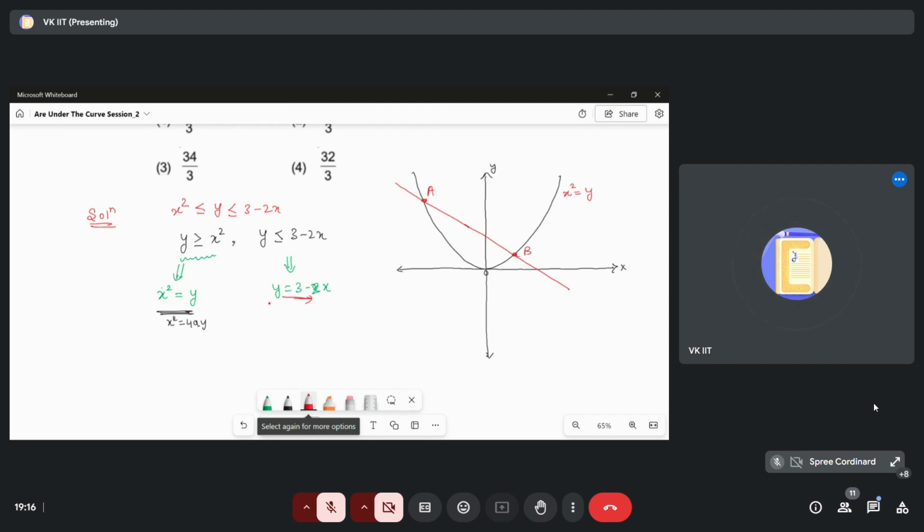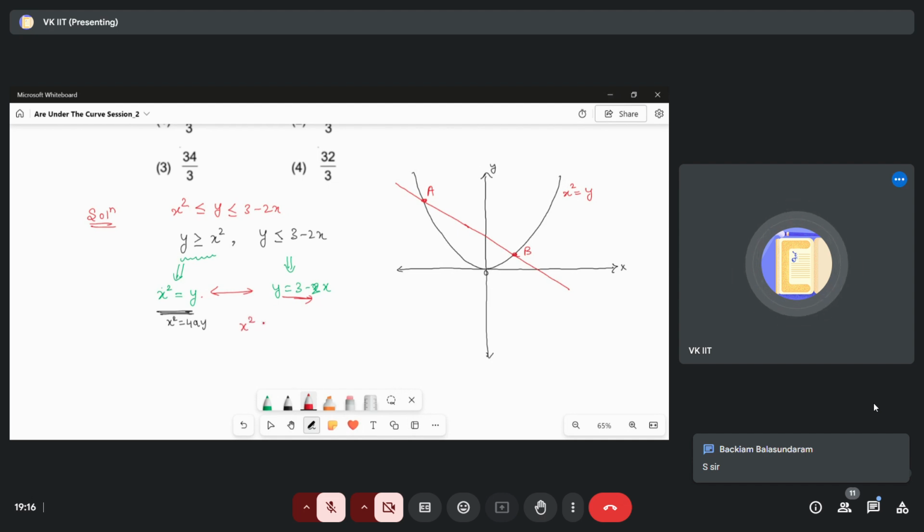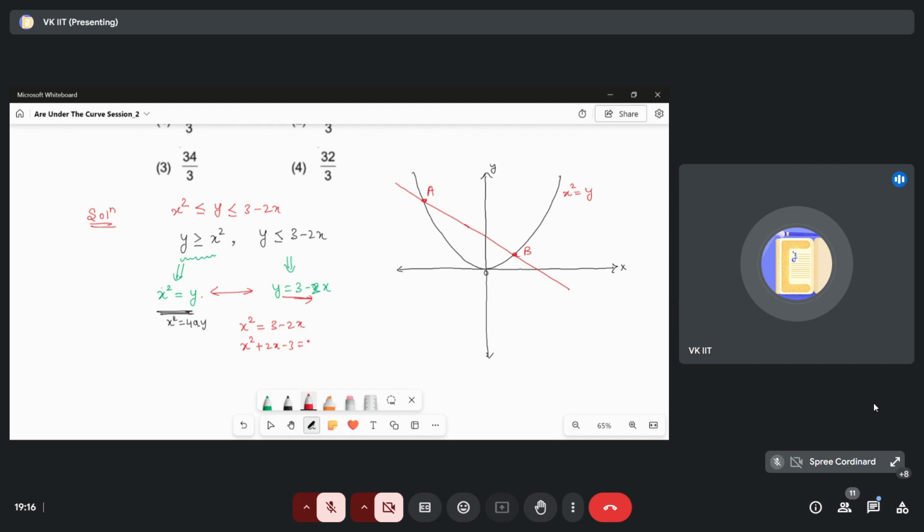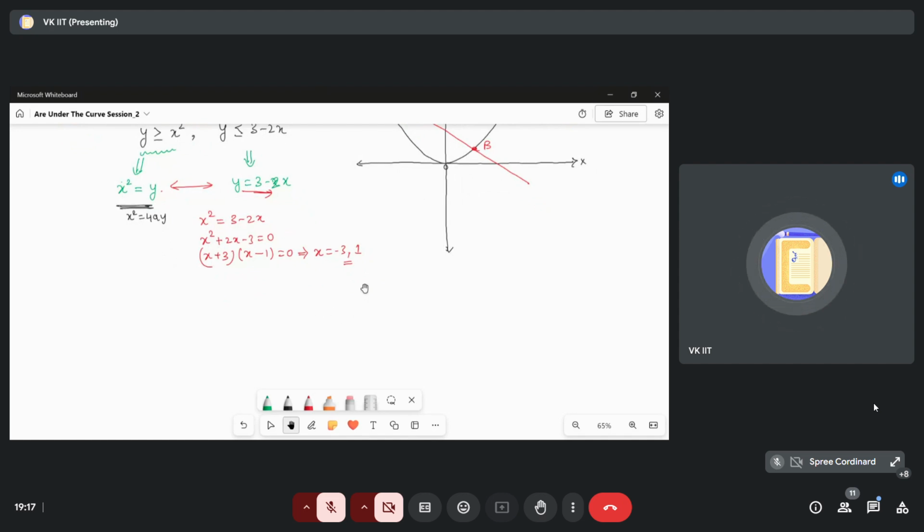See, directly put, both of them are equal to y, na? So just put that equal. x square is equal to 3 minus 2x. So when you solve this, x square plus 2x minus 3 equal to 0. Solve that, you will get two roots here. One of them is x plus 3 and other is x minus 1 equal to 0. So from here x is equal to minus 3 and 1. I hope that this is clear. Very basic thing.